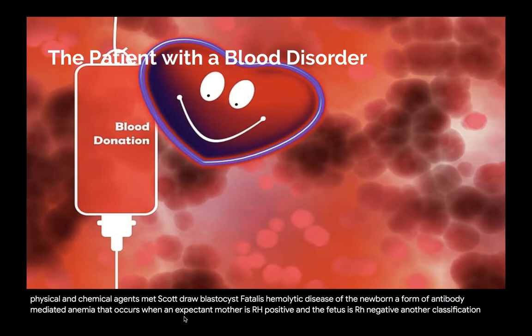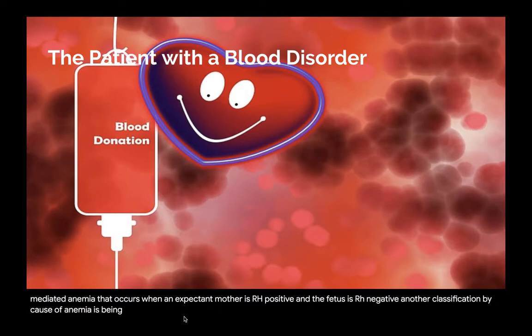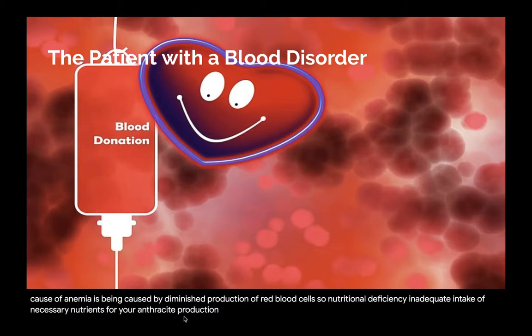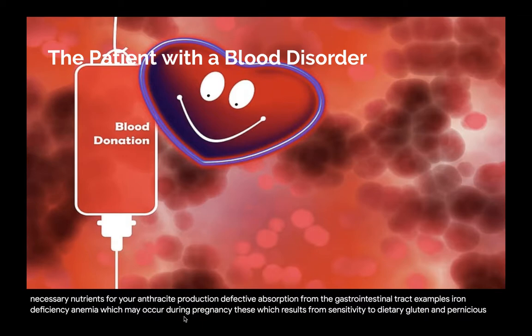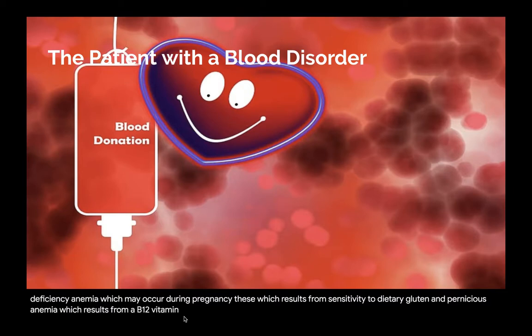Another classification by cause of anemia is diminished production of red blood cells. So, nutritional deficiency: inadequate intake of necessary nutrients for erythrocyte production, defective absorption from the gastrointestinal tract. Examples: iron deficiency anemia, which may occur during pregnancy or during a growth spurt; celiac disease, which results from sensitivity to dietary gluten; and pernicious anemia, which results from a B12 vitamin absorption deficiency. Increased demand for nutrients, such as in growth or pregnancy.